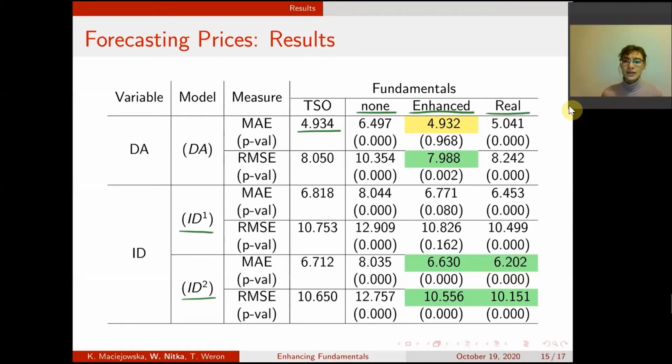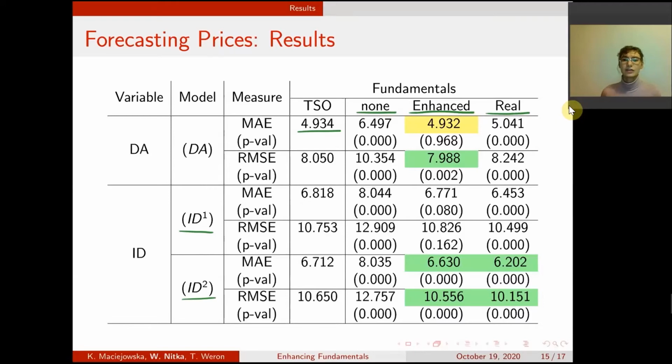However, we also compare this approach with plugging in the real values in the models, obtaining what we would call crystal ball predictions, to see what could happen if we could predict the values of the fundamentals perfectly. And here we can notice that the second model in the intraday market performs better than the ID1 model, so I will focus on this one.